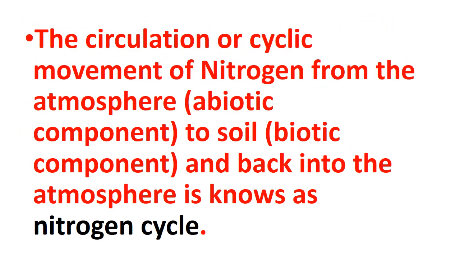So what is nitrogen cycle? It is the circulation of the nitrogen from atmosphere to the soil and back into the atmosphere. Okay, this cyclic movement of nitrogen is called as nitrogen cycle.